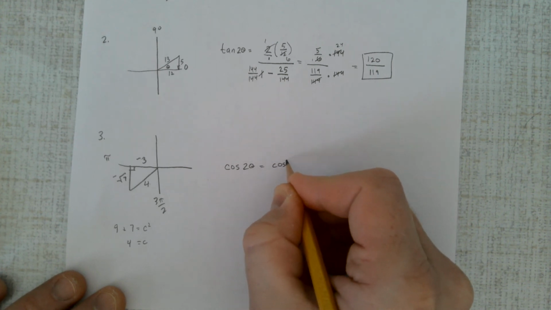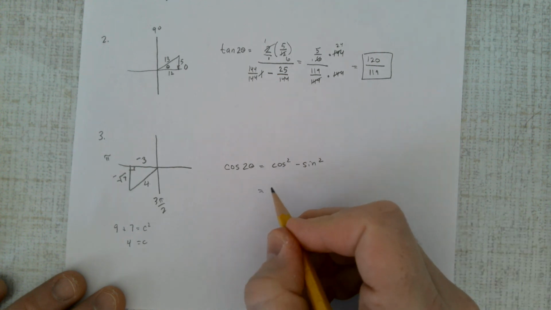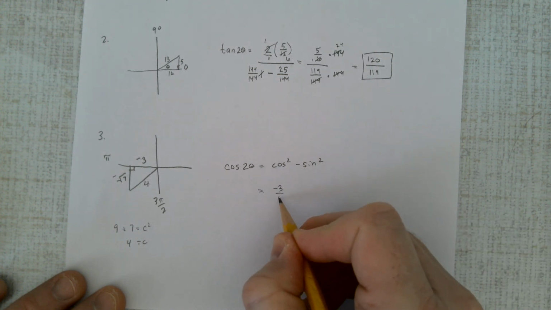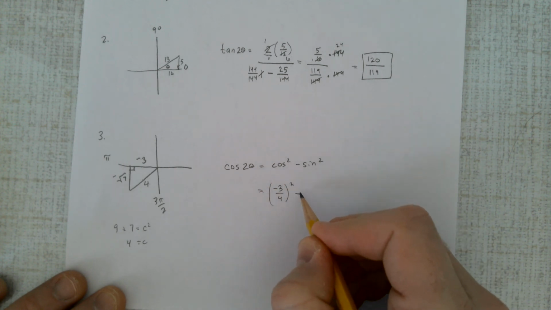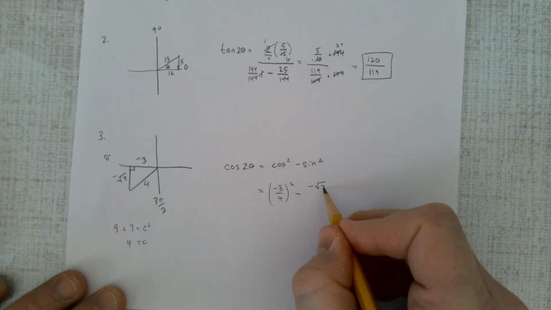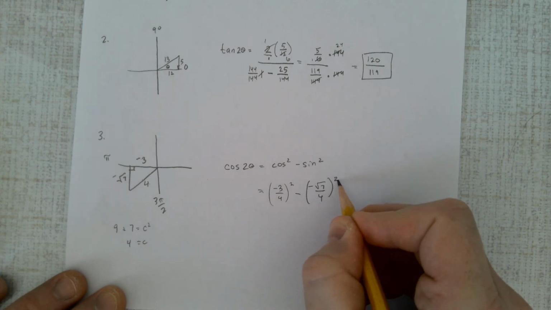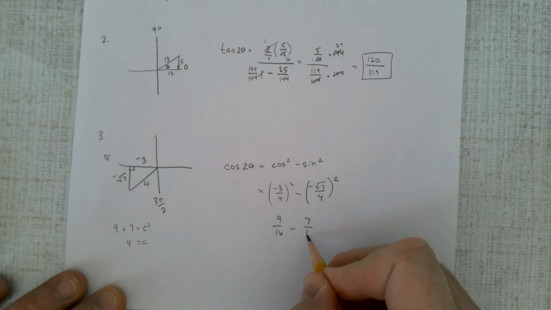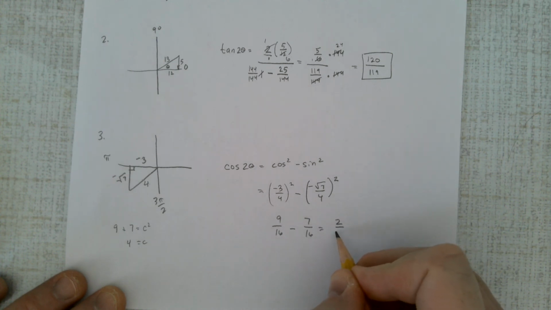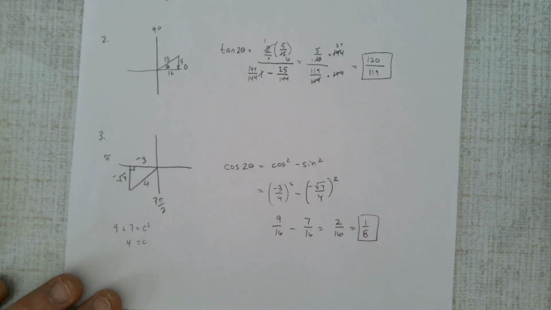Alright, we have to do the cosine 2 theta. Well, that's where we take cosine squared minus sine squared. That formula is up at the top. Cosine would be a -3/4, adjacent over hypotenuse, squared, minus sine, which would be a -√7 over that same 4, squared. And this would be 9/16 minus 7/16. Comes out real nice to 2/16, which is 1/8, and you will find that on your answer sheet.